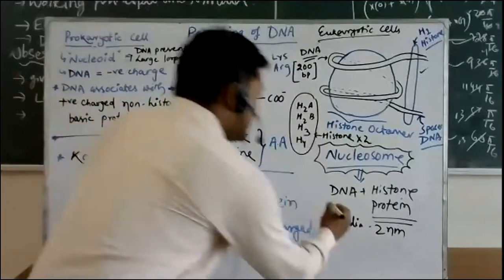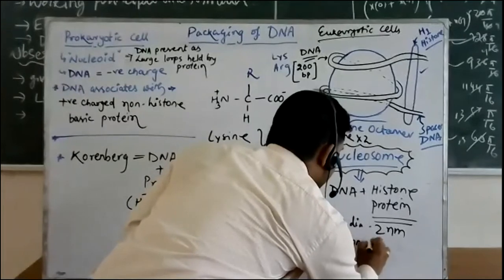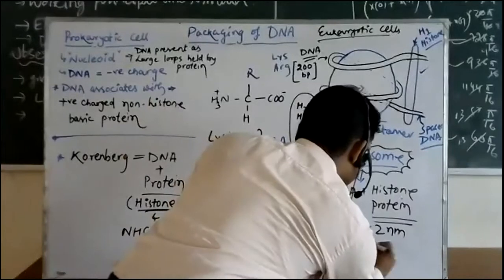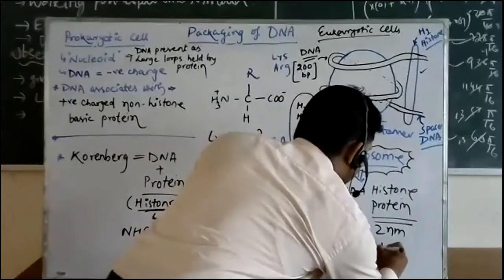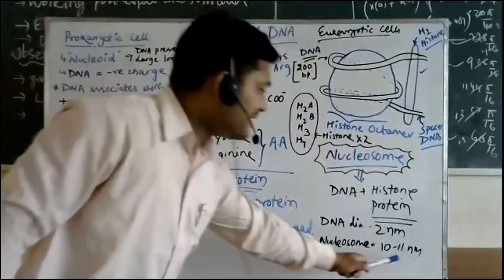Right. So here the nucleosome, right? The nucleosome has an approximate diameter of around 10 to 11 nanometers. Okay, so you are going to have 10 to 11 nanometers.